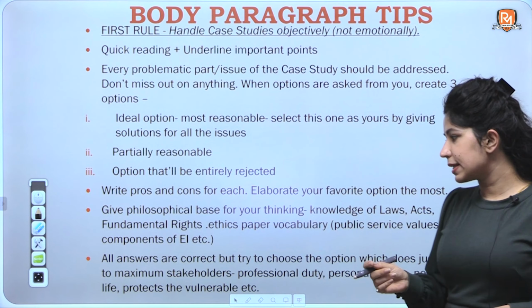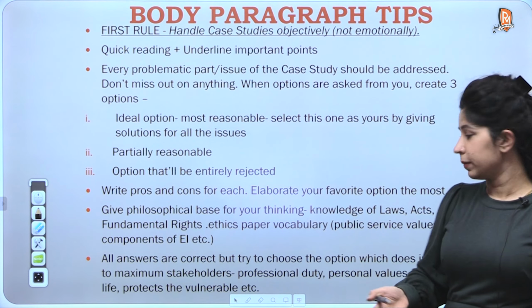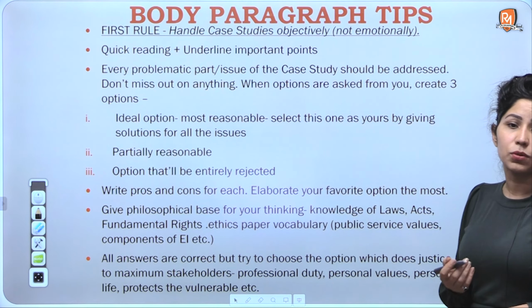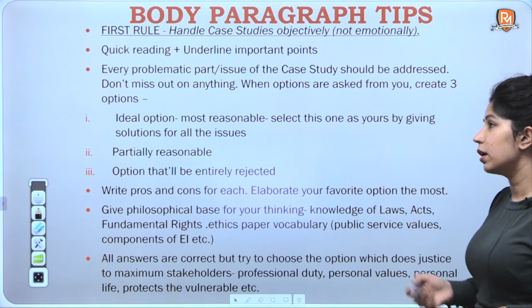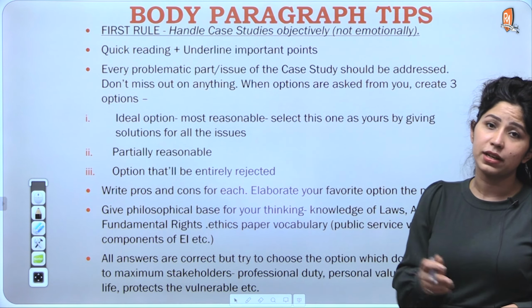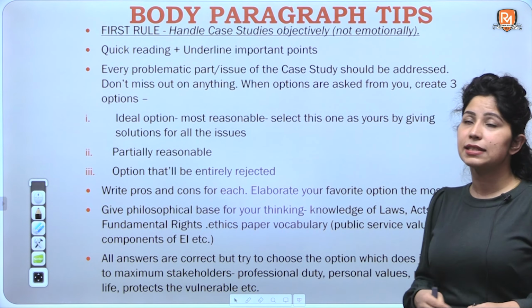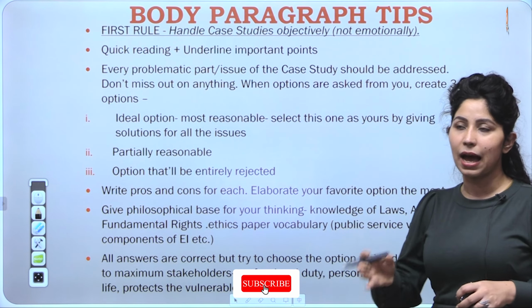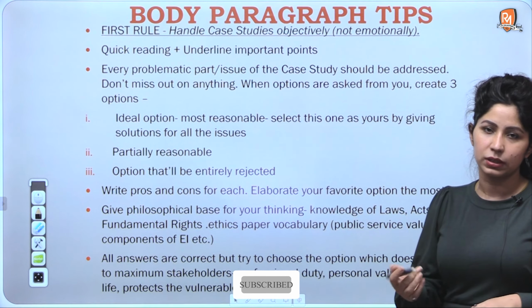The last point is that all answers are correct, but try to choose the option which does justice to maximum stakeholders. And professional duty, personal values, personal life, protects the vulnerable sections. So whatever takes a 360-degree approach that makes most of the people at least happy on an average basis, that would be your most ideal answer.